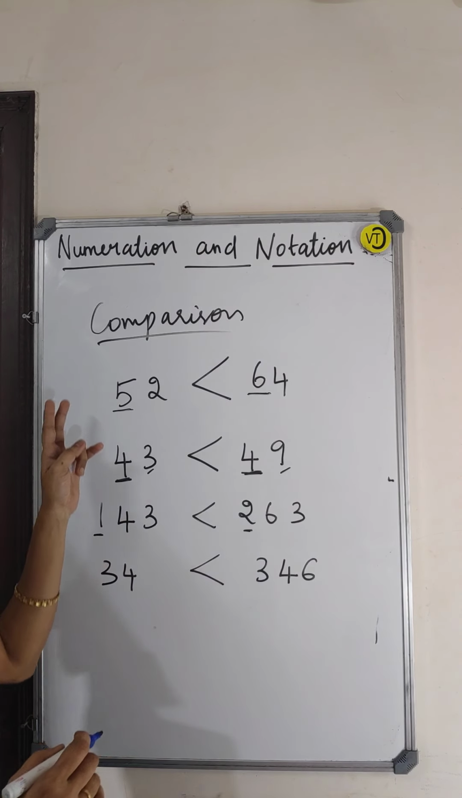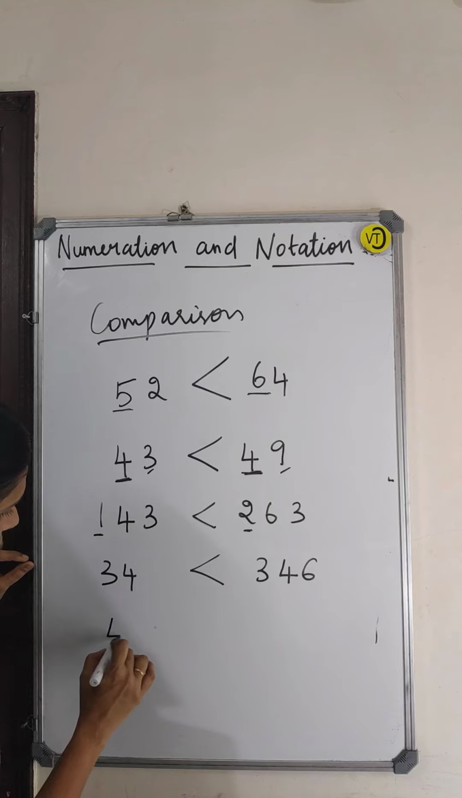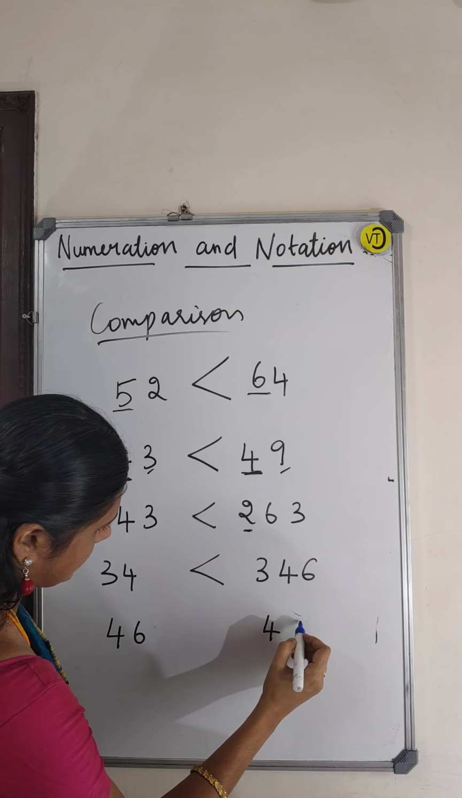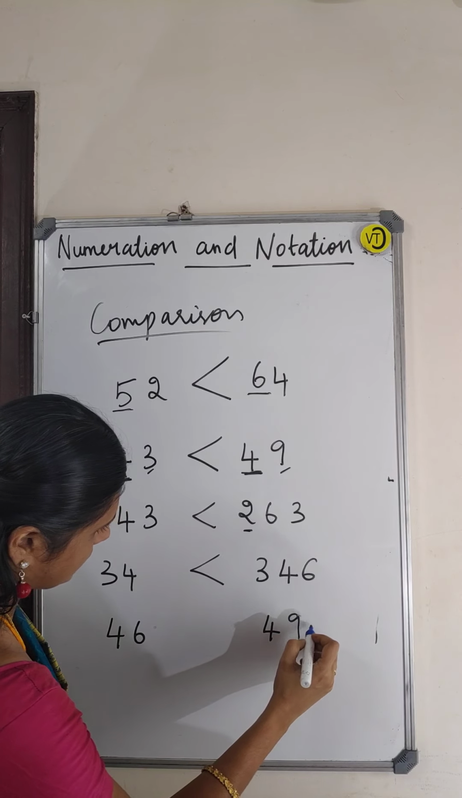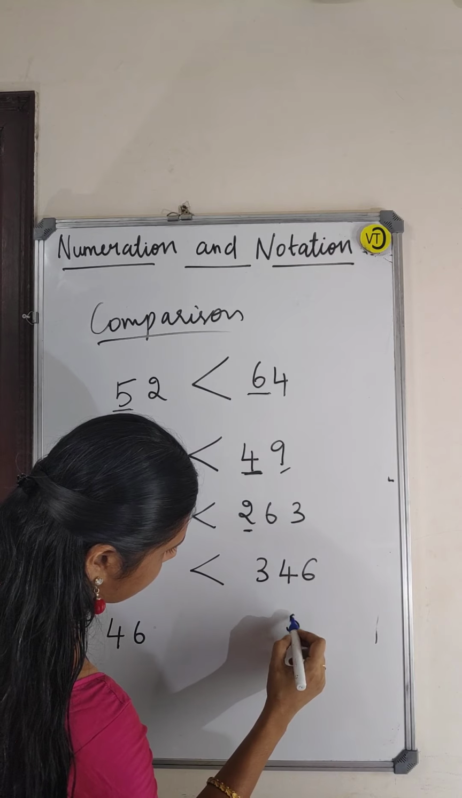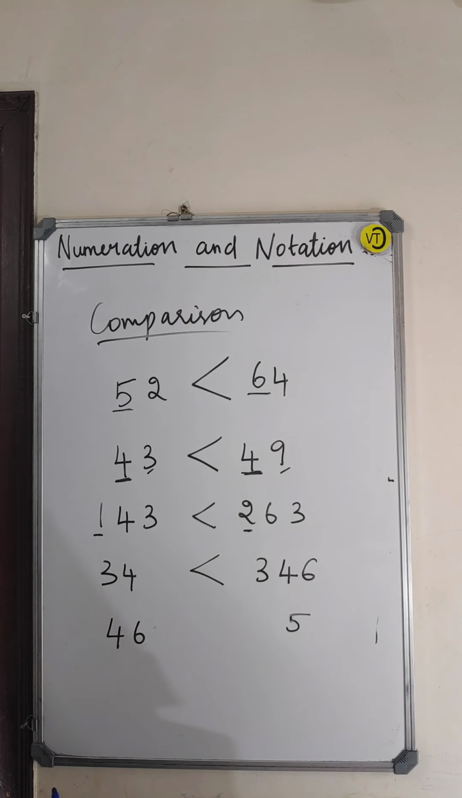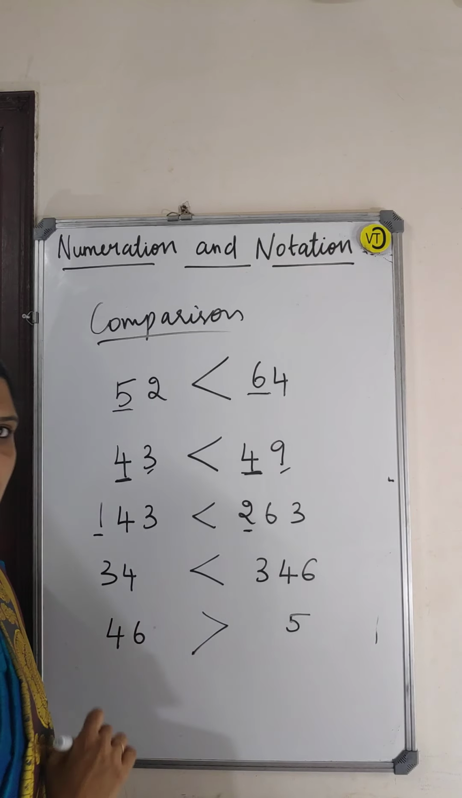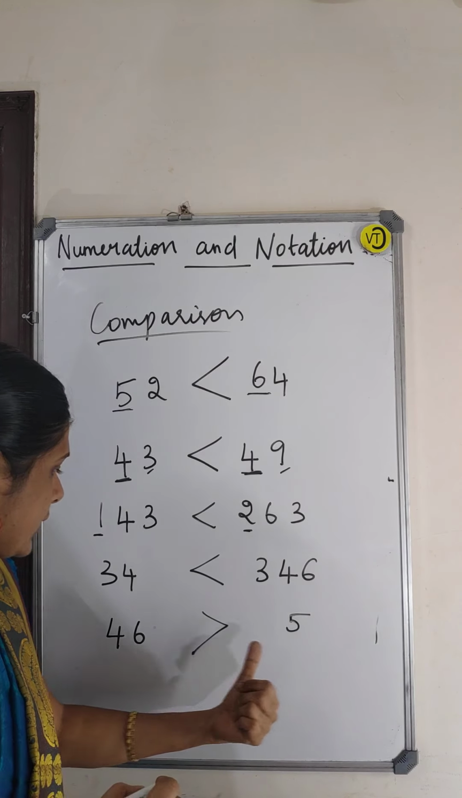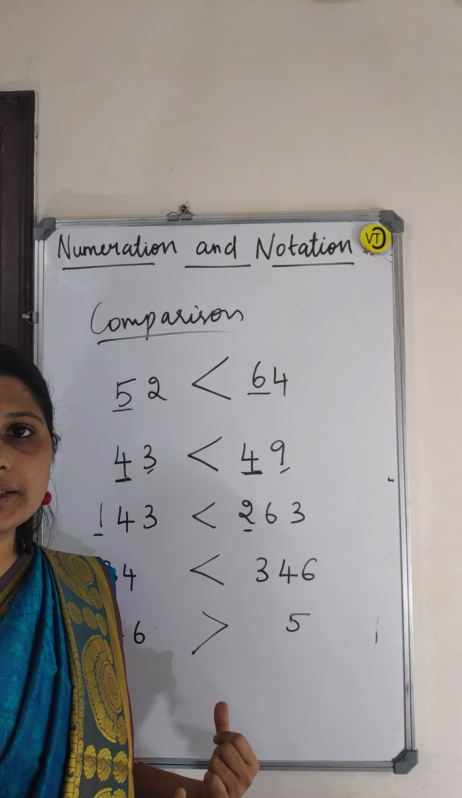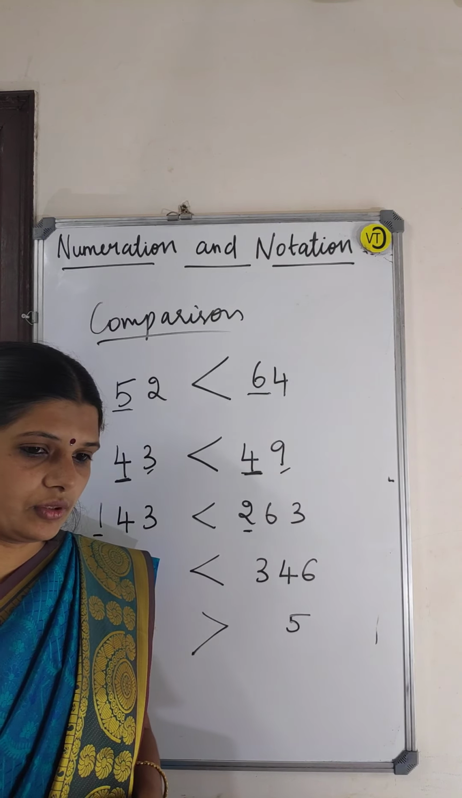Right? This is the comparison. One more: 46, 40, it is like 449. Okay. A 1-digit number I will give, 5. I will give a 1-digit number. So which one is the bigger number here? This is the bigger number. So I am comparing a 1-digit with a 2-digit number. So obviously a 2-digit number is greater than a 1-digit number. Okay.